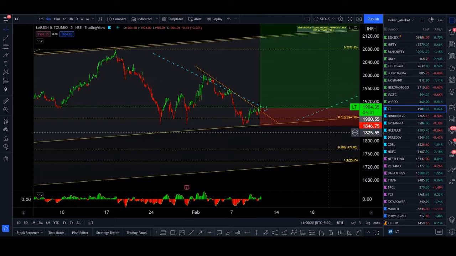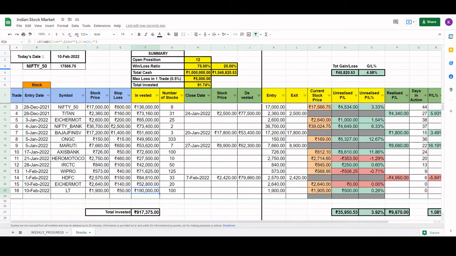Okay, based on this trade setup, we have already populated the spreadsheet for this trade. We have entered L&T on Feb 10th, and our stock price is around 1900 rupees, and our stop loss is 50 rupees. Because of the 50 rupees stop loss, we can invest up to 100 stocks, because 100 stocks into 50 is 5000. That's the maximum loss we are limiting our trades to. So that's been entered, and this is actually a big trade as the stop loss was pretty short. So we have invested a big amount, very close to 2 lakhs.